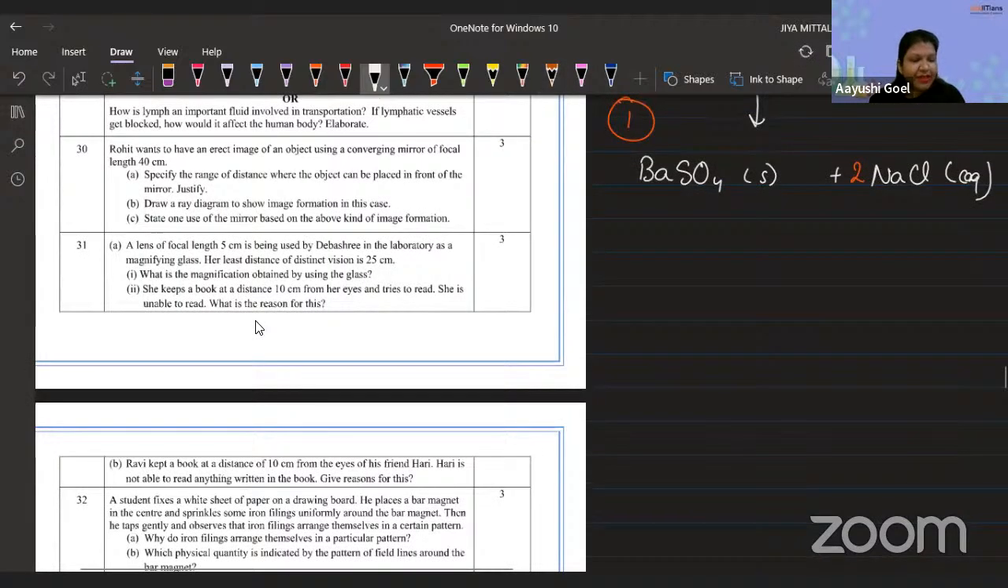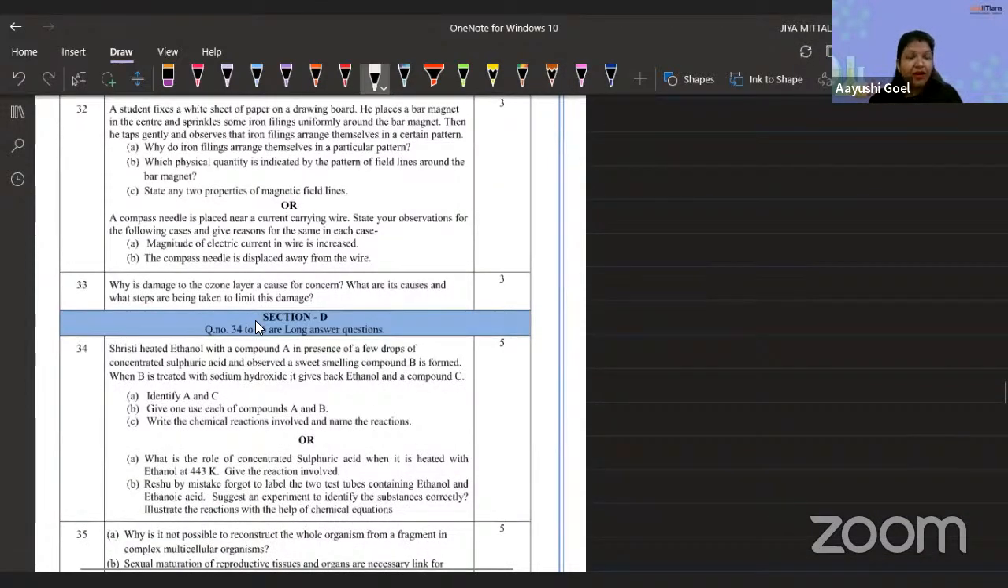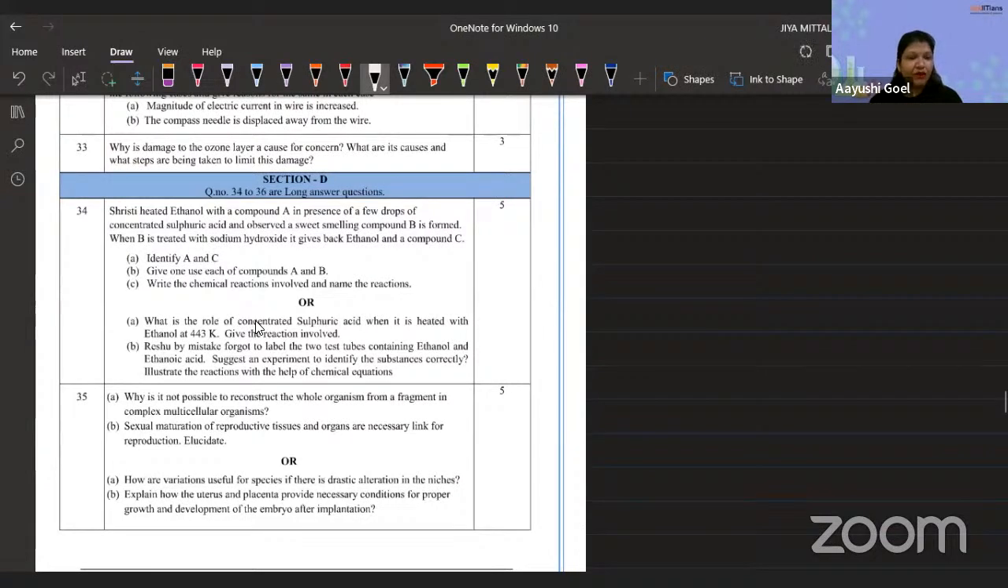So in the case of section D, what do we have here? Okay, now here comes the questions of the larger portion, that is the long answer type. In this question, you have to take a little time to answer because this is a 5 mark question. And here you have a choice. Either you can go with the one or you can go with the other.